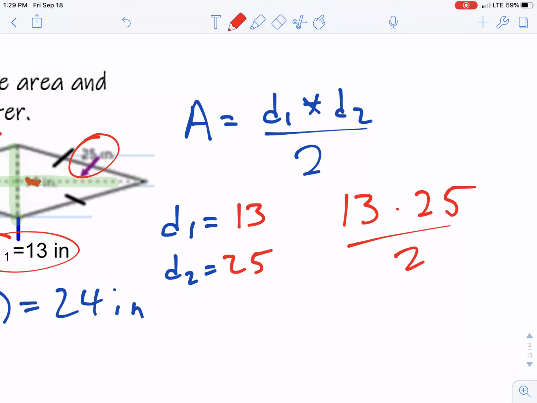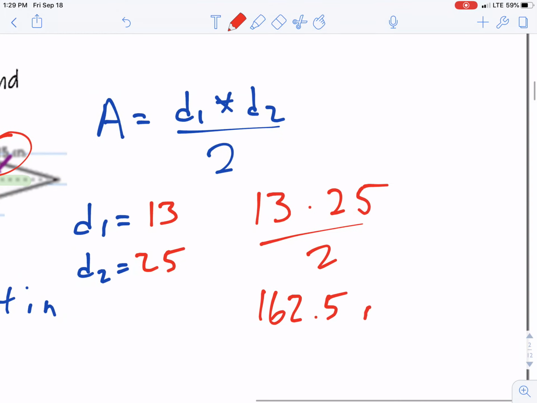And then use our trusty calculator. 13 times 25 divided by 2 gives us 162.5. And now we're talking about area, so we need to have the correct units of measure. If you don't have the correct units of measure, you will get stuff taken off. So please, we're talking area, square inches. Next unit, we talk about volume. Volume is cubic inches. We have 2 dimensions we're multiplying together.